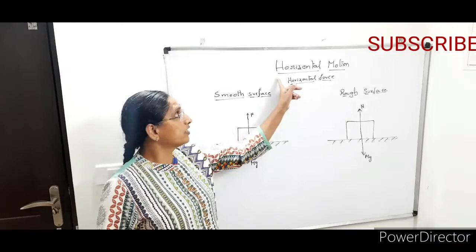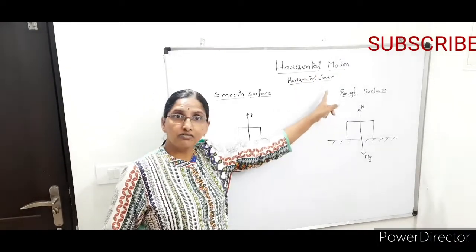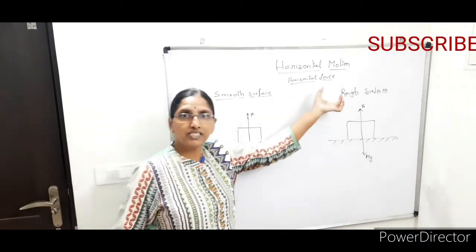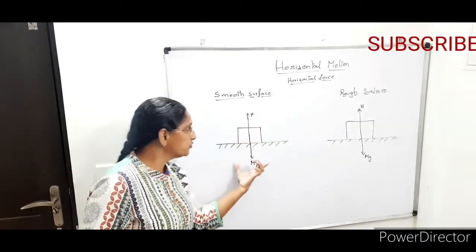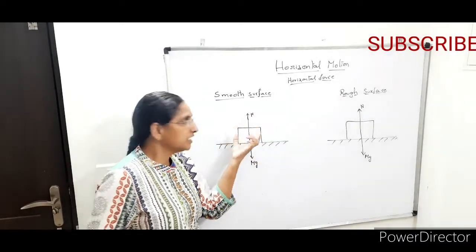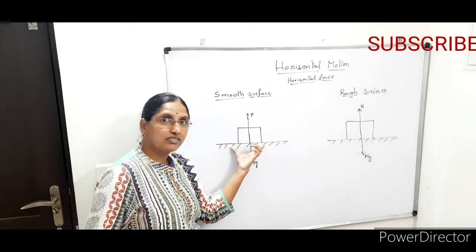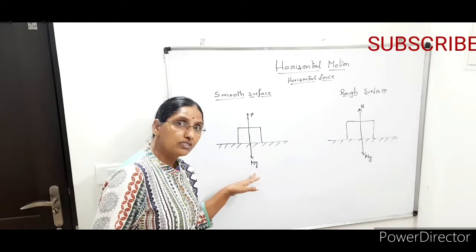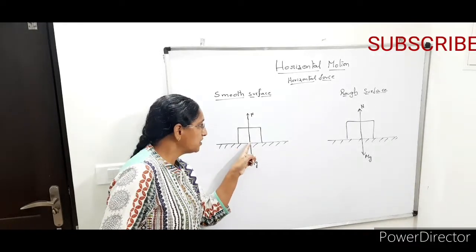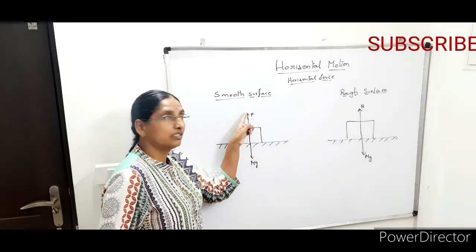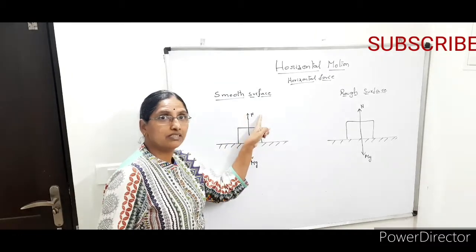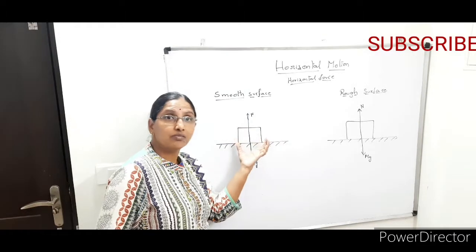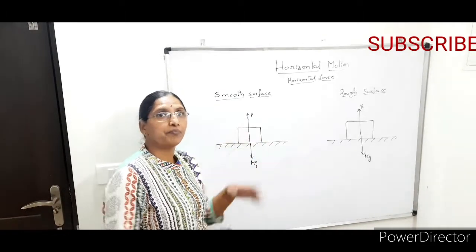Alright, so horizontal motion, horizontal force. We shall see smooth surface and rough surface. Any body resting on a surface experiences weight vertically downwards. The surface applies normal reaction vertically upwards. Nothing to be worried about, these two will cancel and the body is in equilibrium.